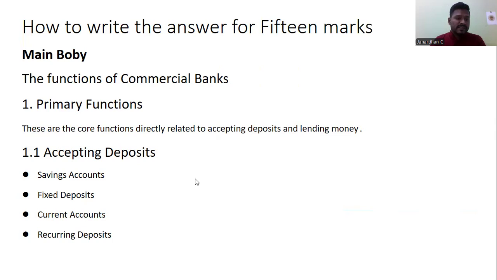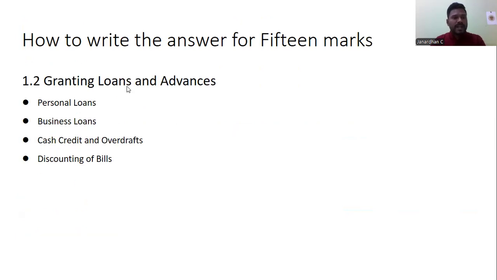And again, don't just give the subheadings here. You have to explain them. The nature of that account, you have to write it here. Next, 1.2, granting loans and advances. Here, you have to state the types of loans or advances the bank can offer and explain each one with its nature. For example, a personal loan will be 1 or 2 years, maybe within 1 year. A business loan may be 3 to 4 years. Cash credit and overdraft are for 6 months. Bill discounting is for 6 months, based on the bill duration. So like that, you have to give an overview of each sub point here.